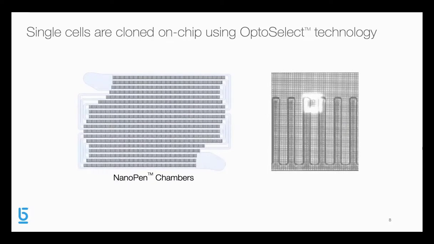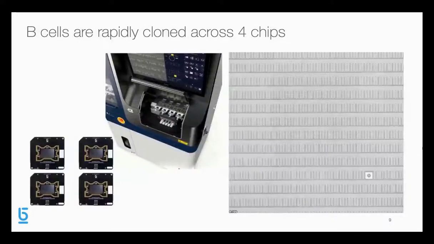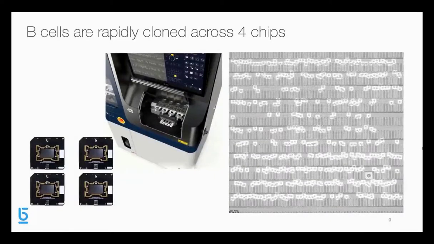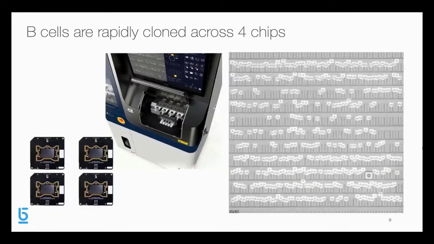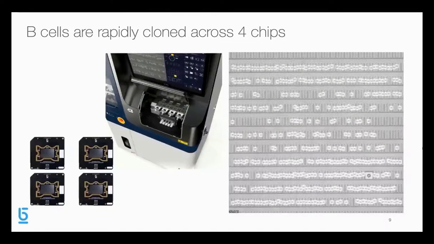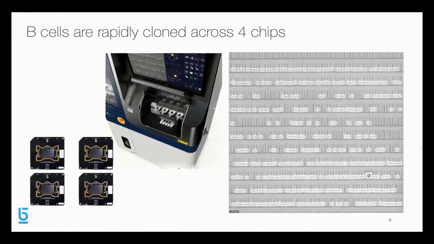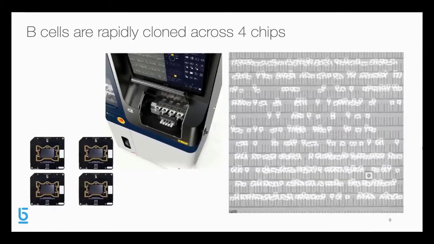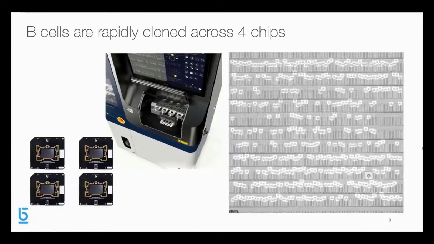B cells are cloned into nanopens using Berkeley Lights' OptoSelect technology, in which cells are manipulated by light. This light-based manipulation can be performed in parallel across hundreds to thousands of cells. Several tens of thousands of B cells can be cloned across multiple chips in less than 2 hours.